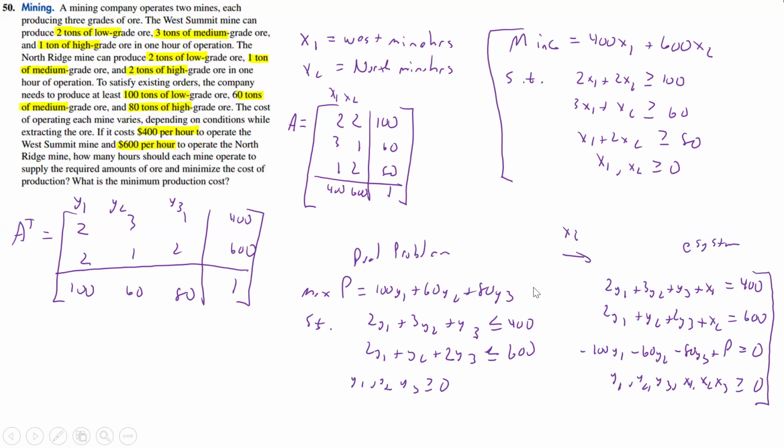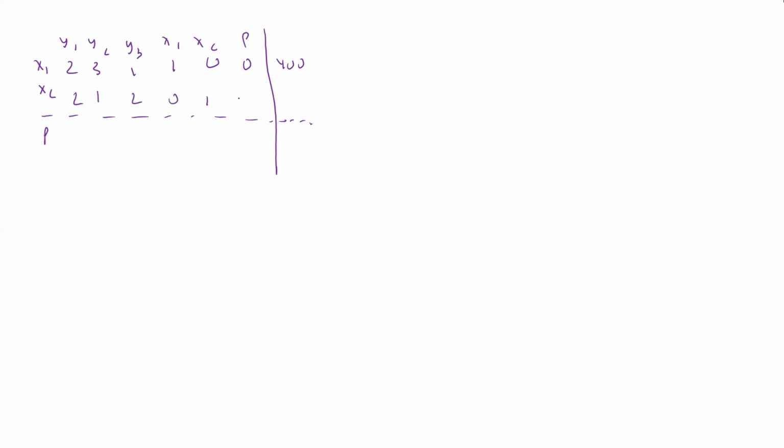And so it'll be, let's see here. We have only two variables on the left here, x1, x2. Then we have our p like always. And then we have y1, y2, y3, x1, x2, and then we have our p. And so that was a 2, a 3, a 1, a 1, a 0, a 0, and a 400. Then we had a 2, a 1, a 2, a 0, a 1, a 0, and a 600. Then we had minus 100, minus 60, minus 80, 0, 0, 1, and 0.